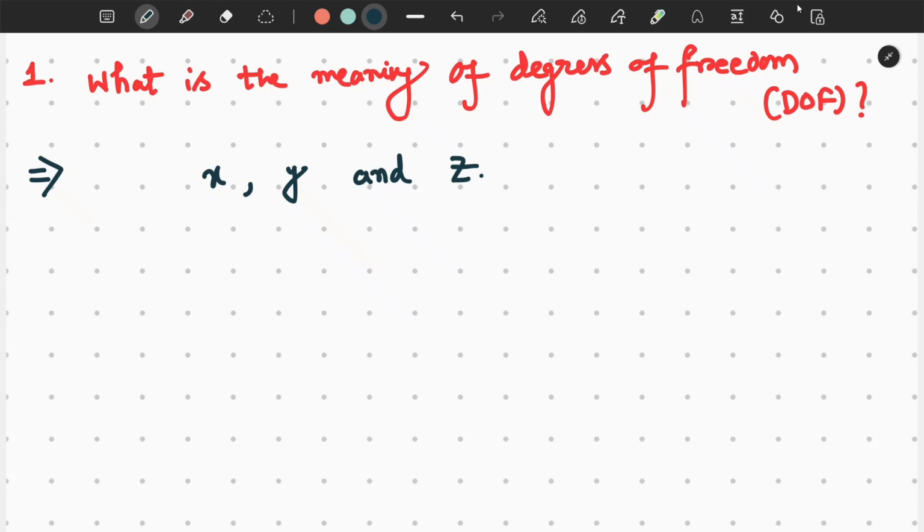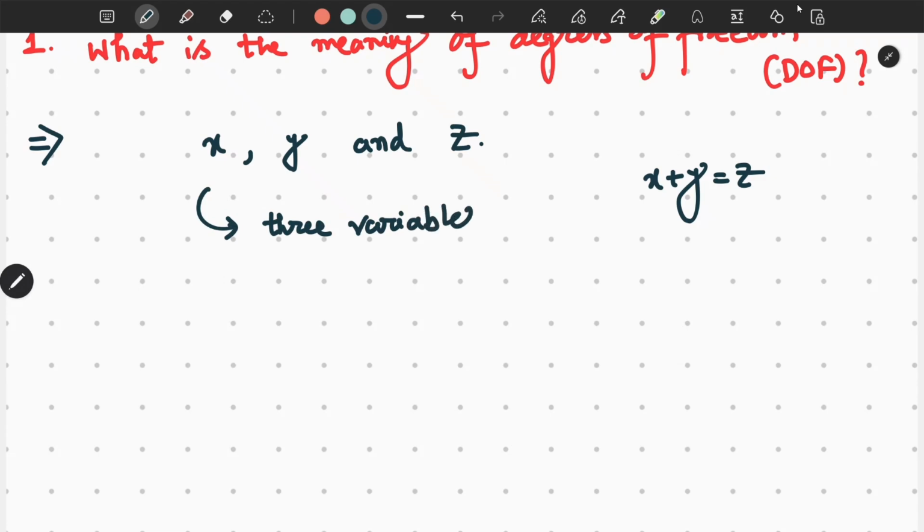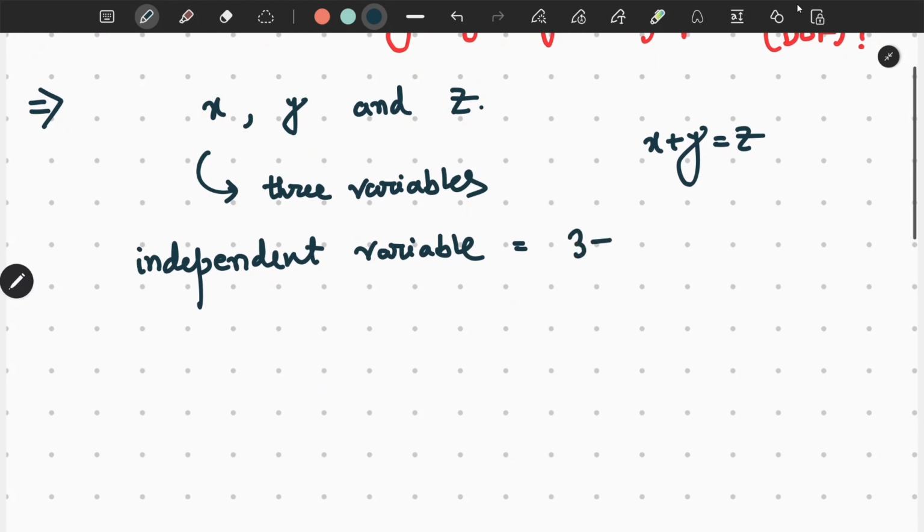Among these three independent variables x, y, and z, if there is one restriction, let's say x plus y equals z, which I specially consider, what will be our number of independent variables now? There are three variables right now, but the independent ones are two. It will be 3 minus 1 equals 2.